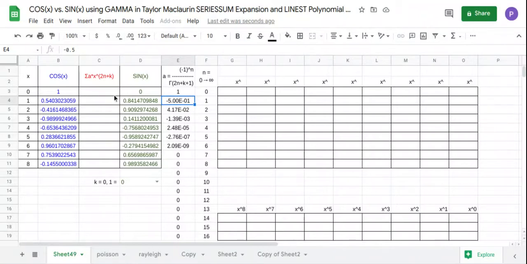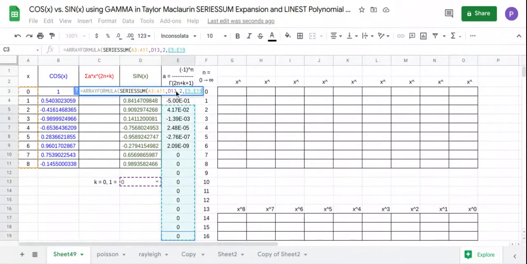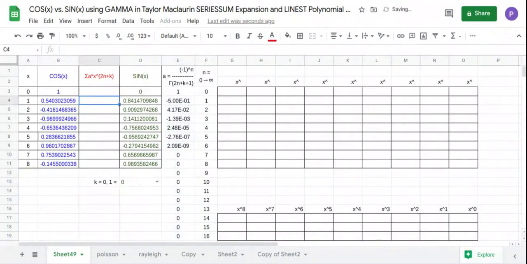We continue with the series sum, which is equal to array formula, series sum of the x values raised to the power 2n plus k, where 2n plus k starts from k, can be 0 or 1, and incremented by 2n. So 2 times 0, 0, 0, 2, 4, 6, so the increment is 2. And the coefficient, it will be this range. Then enter.